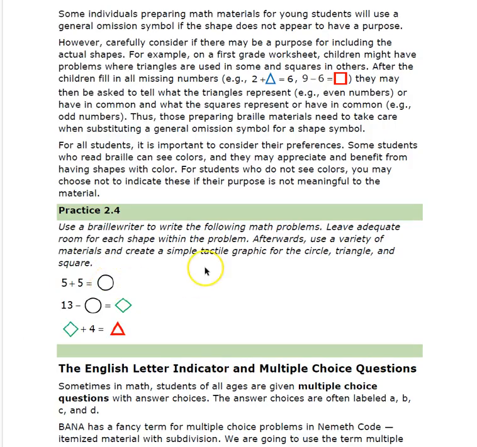I don't know why I'm getting this pointer. Okay, now I've got 13 minus the circle, which is 10, would equal 3. Now we have this diamond shape plus 4. So 3 plus 4 equals 7. Okay?